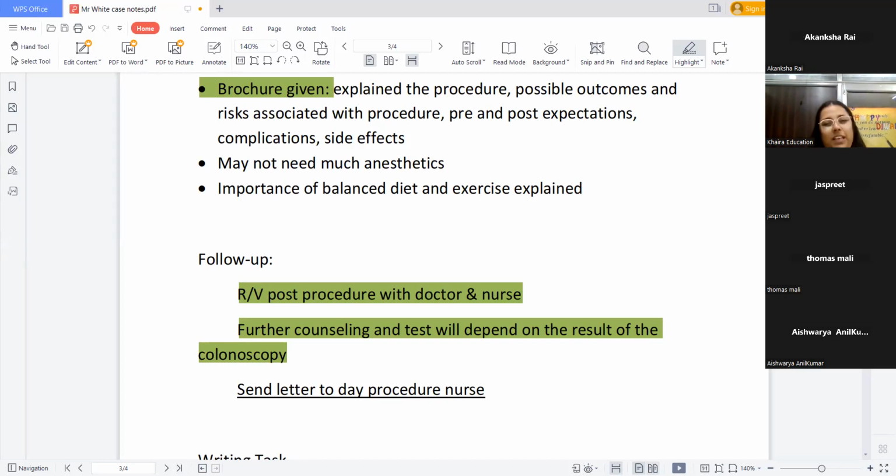I would not say semi-relevant. It is relevant, Akanksha. Since it's an informatory letter, it does become relevant. Okay, ma'am. Thank you.